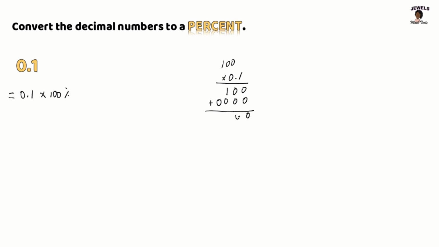So let's sum our digits. 1 plus 0 is 1. And we can add the last 0 or not. It still won't change the value of our number. So now remember to add in your decimal point.